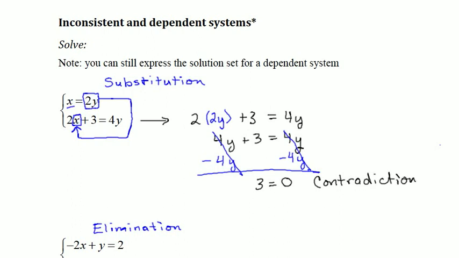And if we come to a contradiction, then just like that told us there was no solution with single linear equations in one variable, this also corresponds to the no solution case when we're in two variables, which is inconsistent. So this is an inconsistent system of equations, and it has no solution.